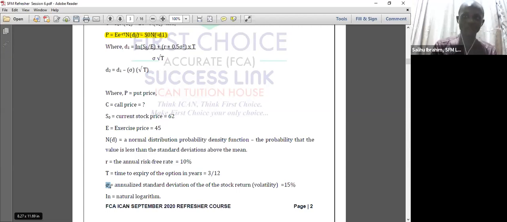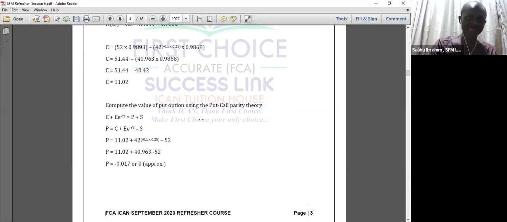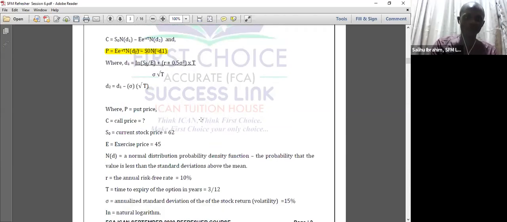It measures the degree of deviation of the current price of the underlying asset from what? From the actual price when the option matures. Okay, when the option matures. All right, these are the components of that formula.